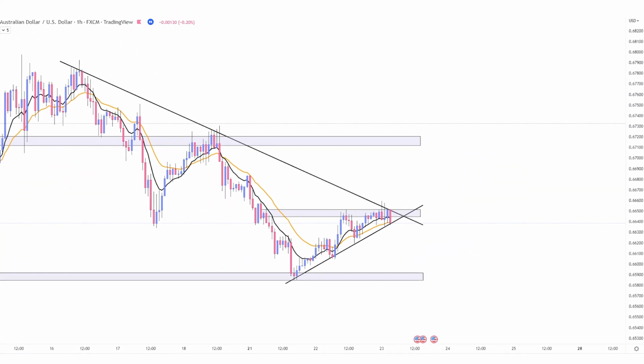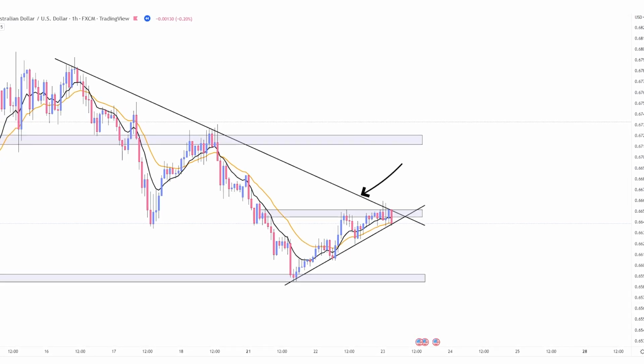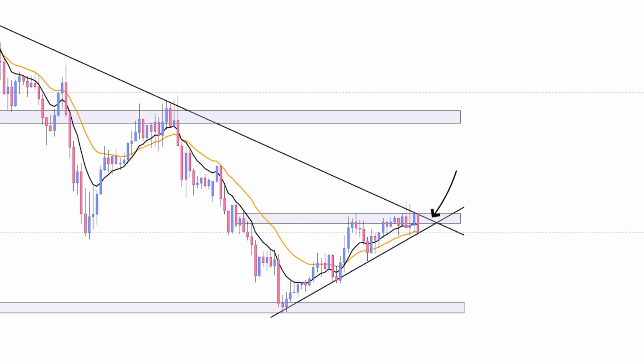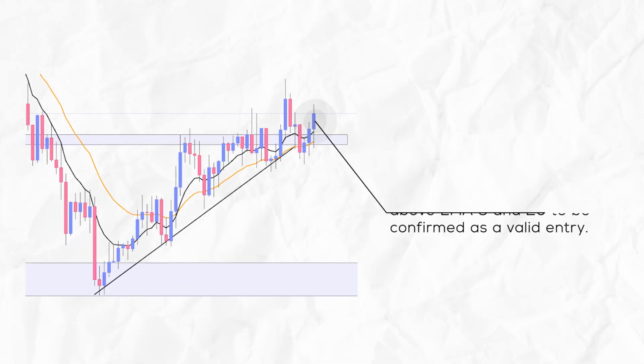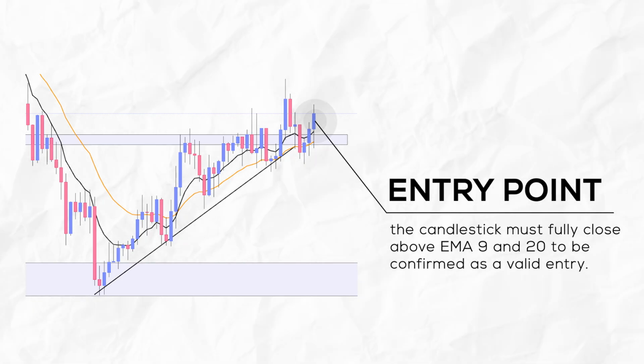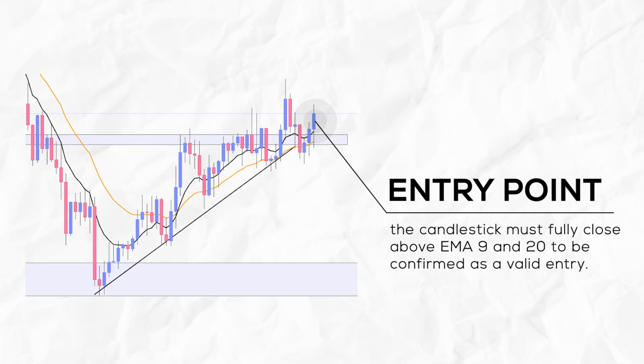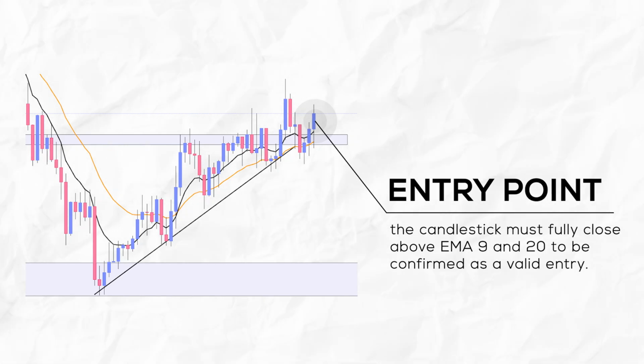And the next thing that has to be done is to wait for the price to break the downtrend, and in this specific situation it also needs to break the ascending triangle pattern that we have identified. And for your entry point, it needs to be determined based on the candlestick that has fully closed above the EMA 9 and 20, so for example over here.